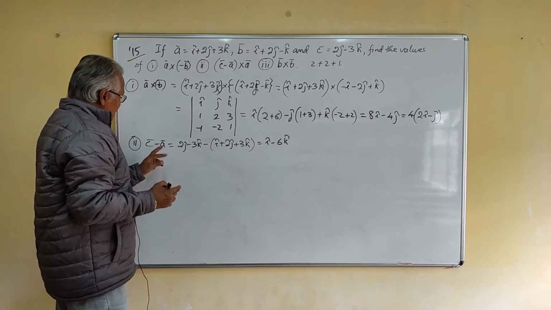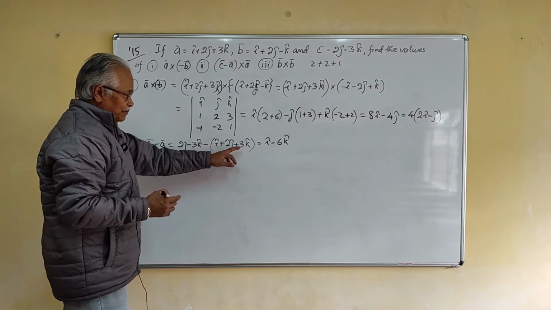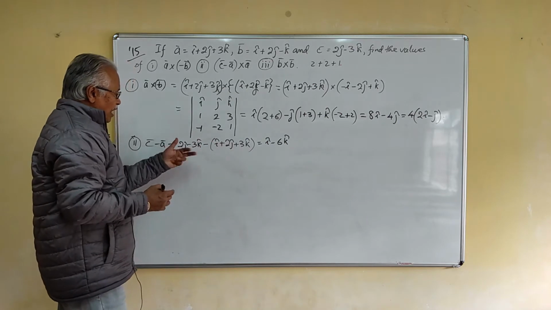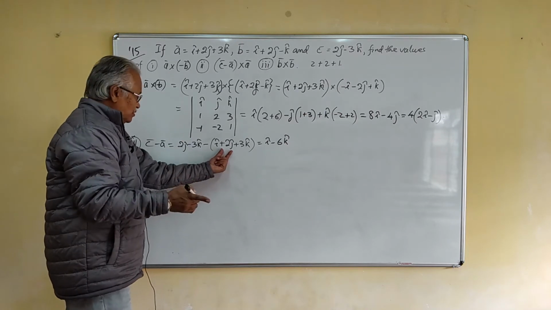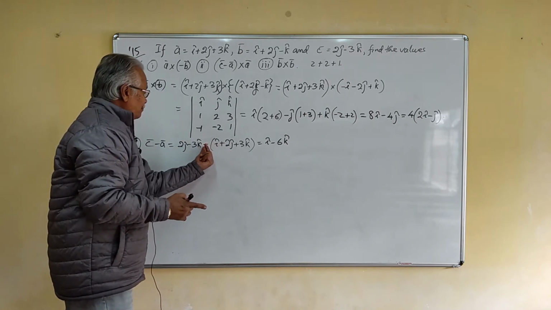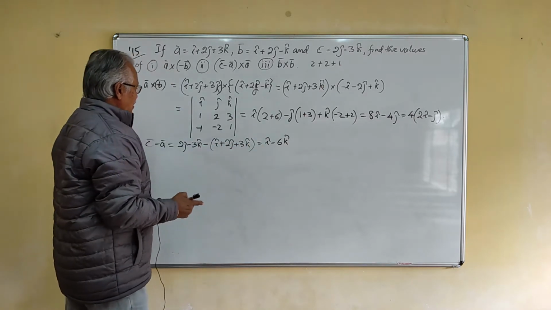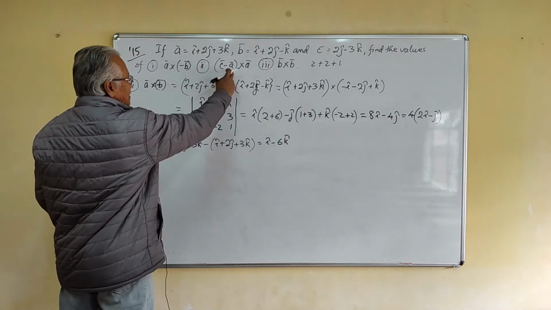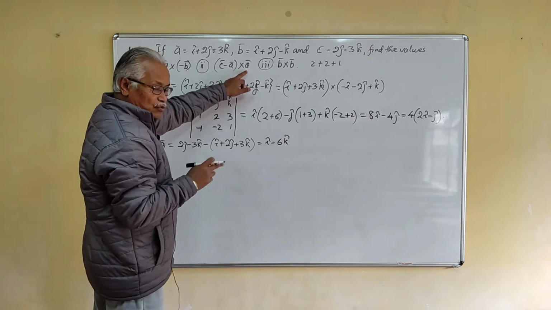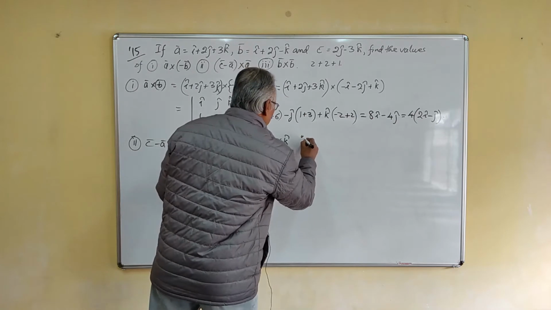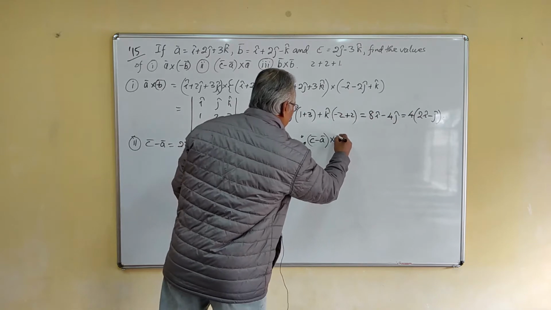Check. C is twice j minus 3k, and your A is i plus 2j plus 3k. You are subtracting it. There is no i, so minus i will stand there. 2j minus 2j will vanish. Minus into plus is minus 3k. Minus 3k and minus 3k gives you minus 6k. So you know the value of C minus A. Now that has been multiplied. We are having cross product with A. So therefore C minus A cross A will be what?